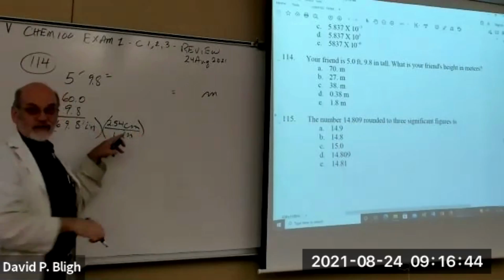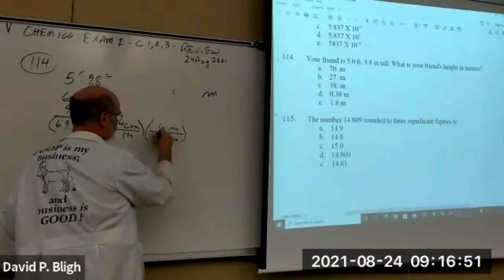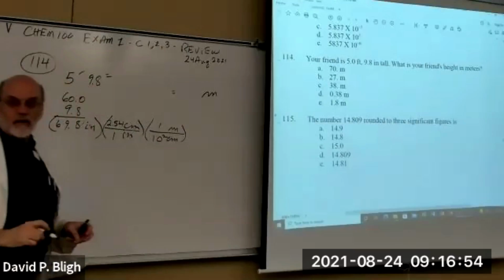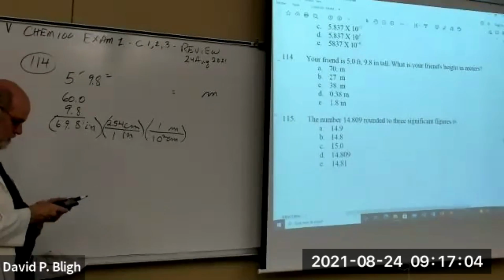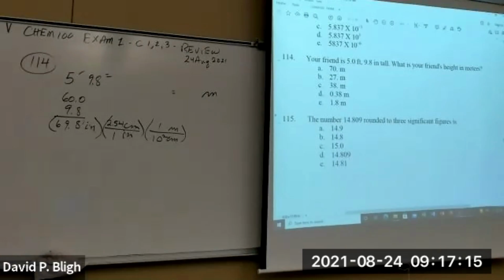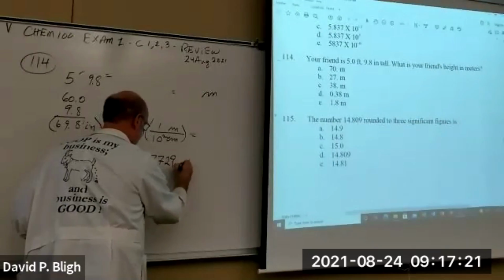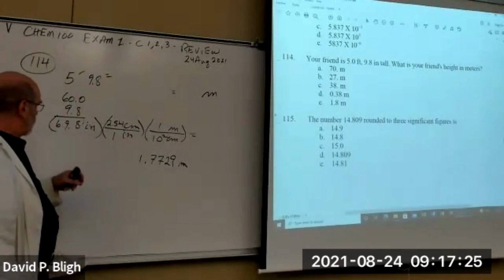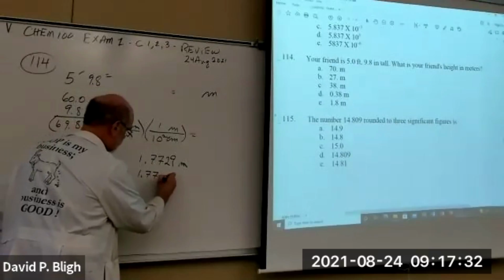Okay. Now we're in the metric system. So how many centimeters in a meter? 100, correct? Now we're good to go. So we just crunch the numbers at this point. 69.8 times 2.54 divided by 100. So I get 1.7729 meters. Right? These are exact numbers. We can keep 3, so 1.77 meters.